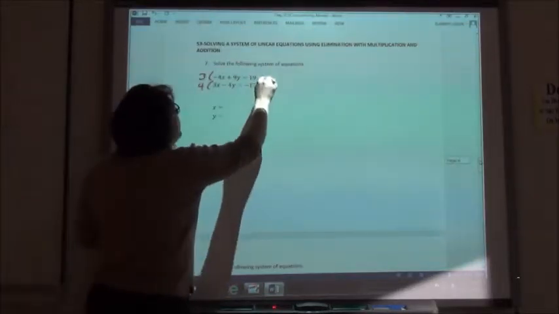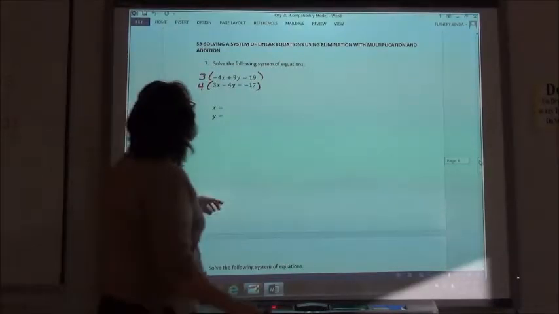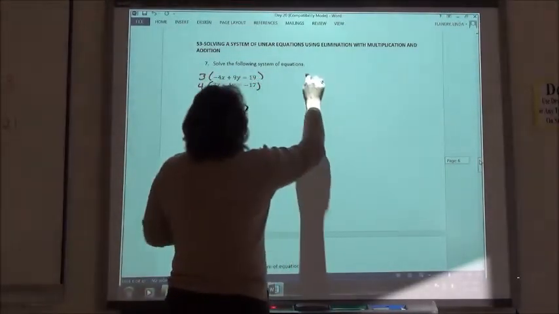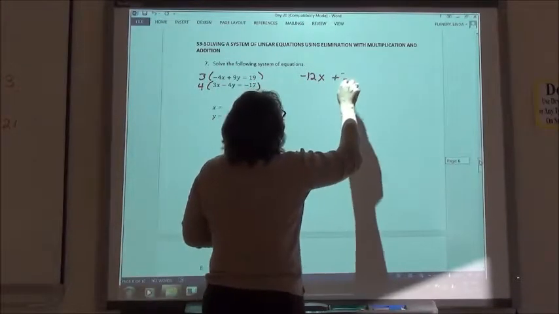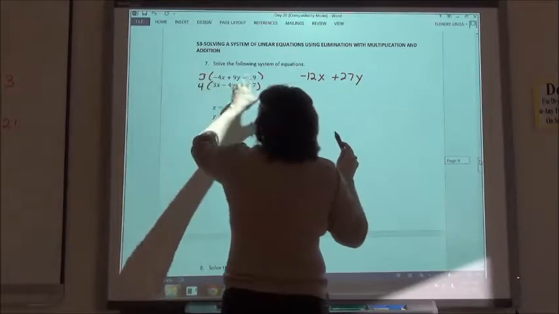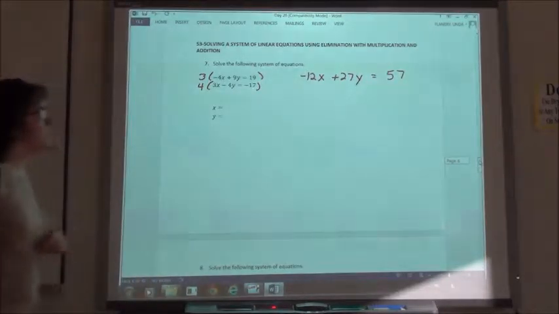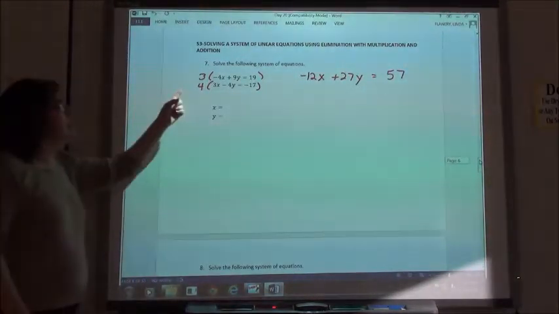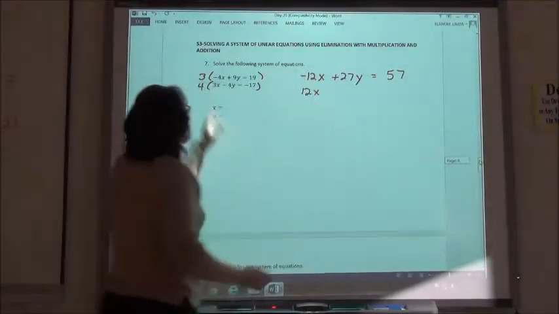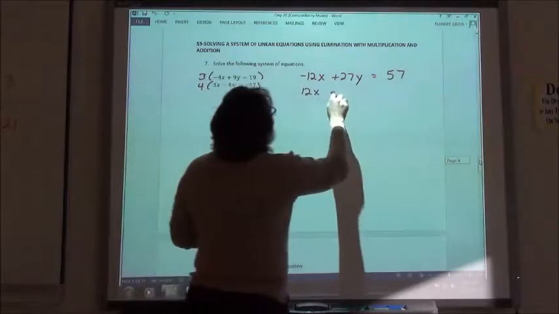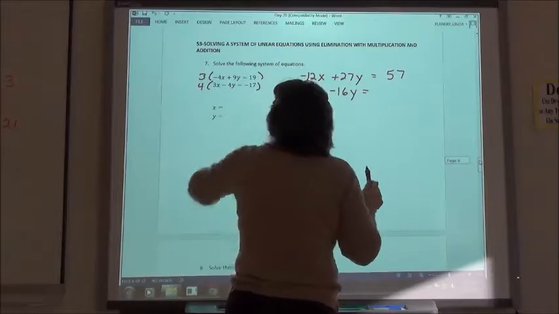When I do that, I have to multiply it by the entire equation. So I'm going to multiply the whole top equation times 3. 3 times negative 4x is negative 12x. 3 times a positive 9y is a positive 27y. 3 times 19 must be about 57. My bottom equation, I'm going to take everything times 4. 4 times 3x is 12x. 4 times negative 4y is negative 16y. 4 times a negative 17, negative 68.